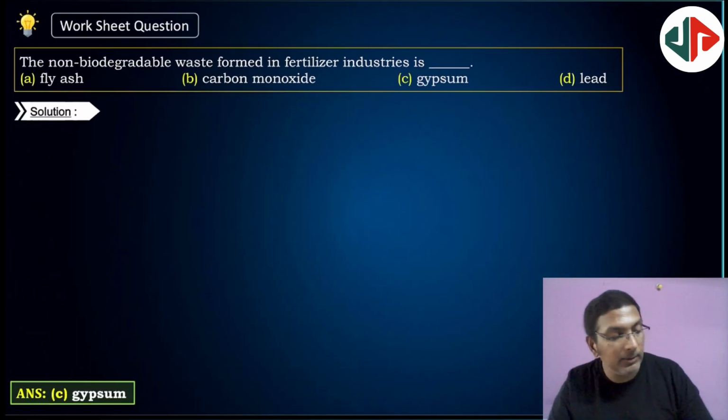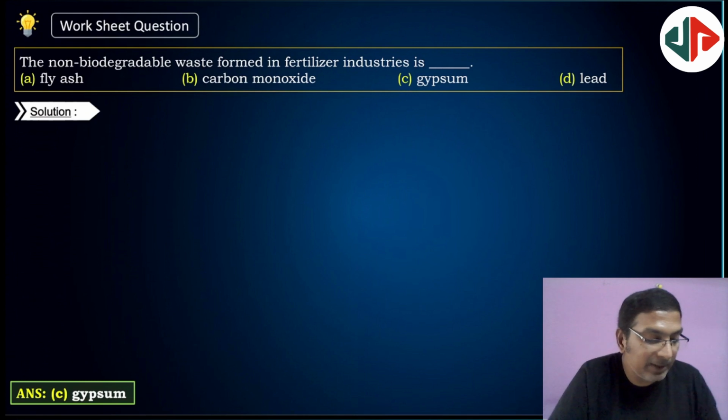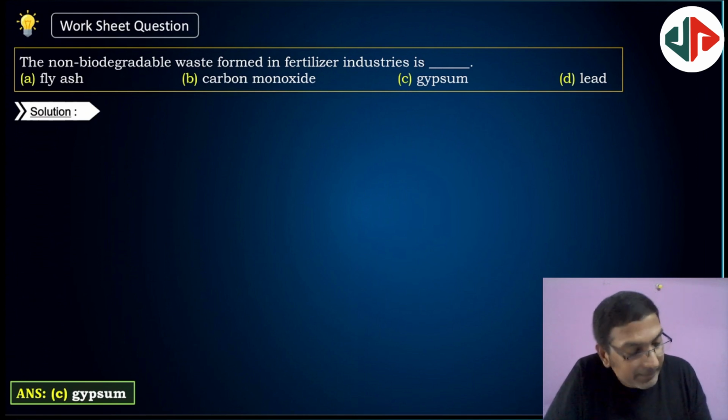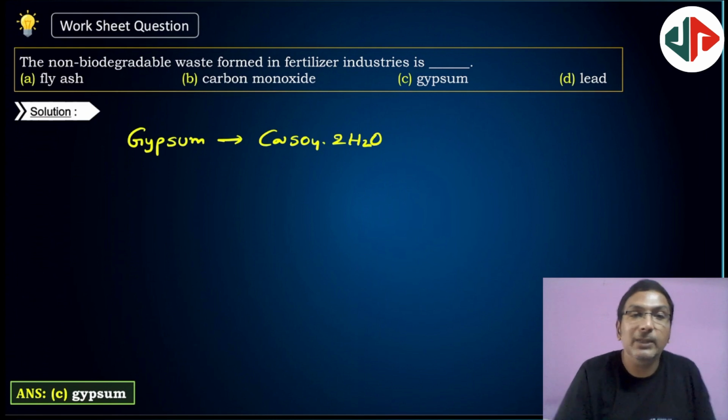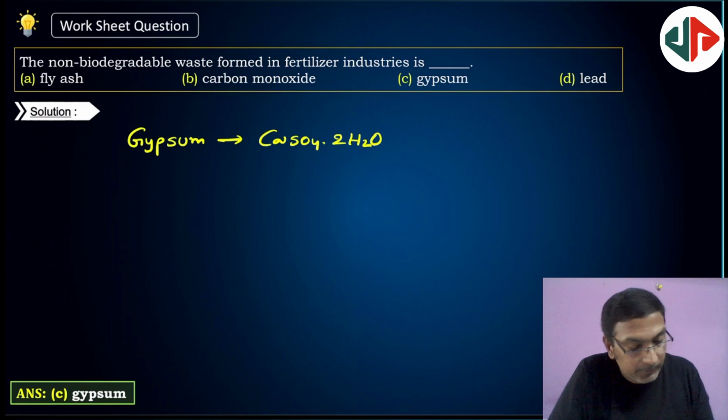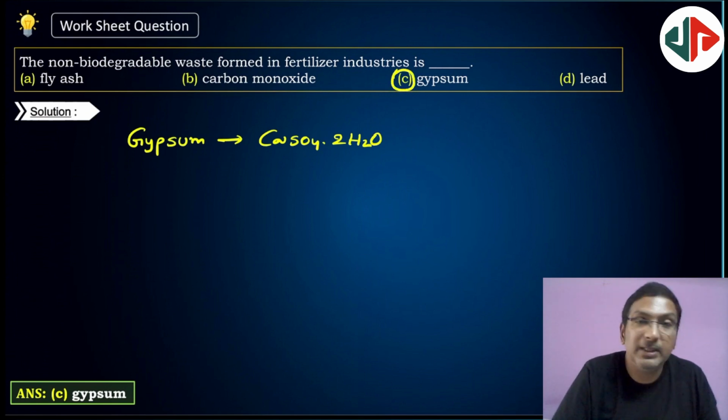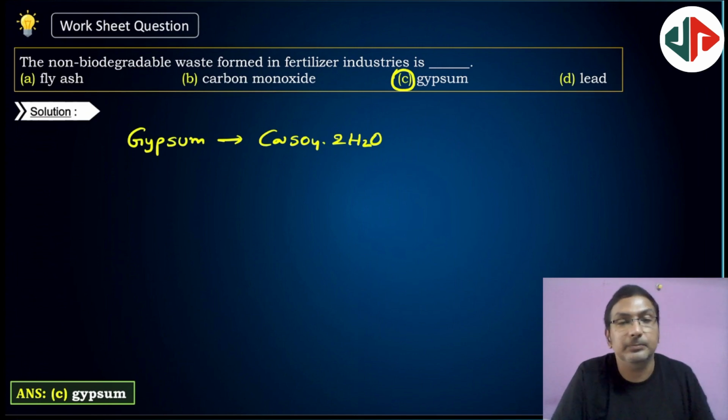The non-biodegradable waste formed in fertilizer industry is gypsum. Gypsum is CaSO4·2H2O. It is insoluble in water, therefore non-biodegradable. Option C. Calcium sulfate dihydrate is gypsum. Next.